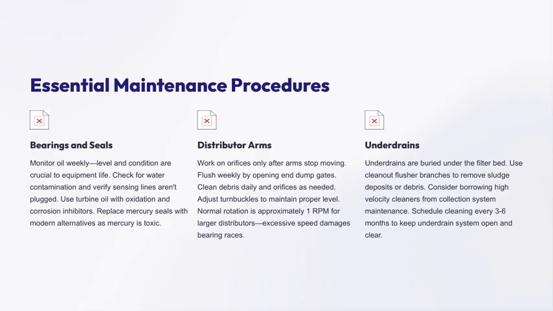For larger distributors, normal rotation speed is about 1 RPM. Any faster than that can cause damage to the bearing races, so keeping a steady, moderate speed is crucial.